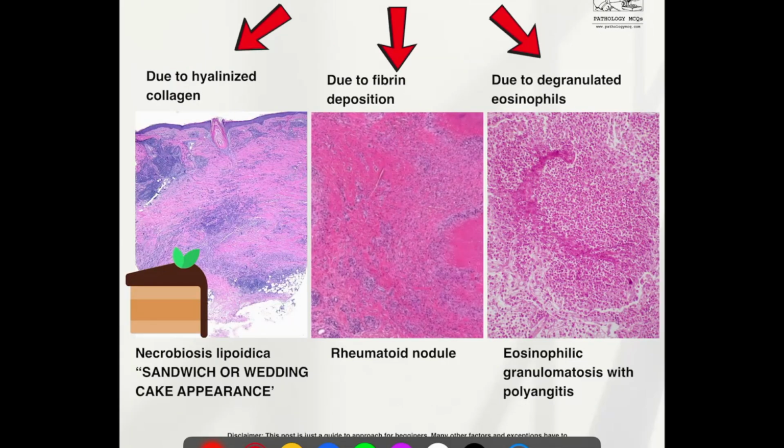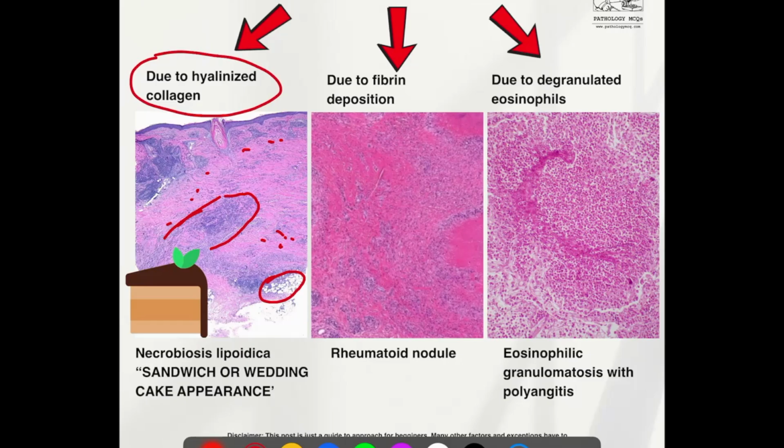What are the reasons you can see a red colored palisading necrobiotic granuloma? Due to hyalinized collagen. You can see degenerated and hyalinized collagen, which is surrounded by inflammatory infiltrate, mostly composed of macrophages and a few lymphocytes, and then again degenerative collagen admixed in adipose tissue. So you can see fat areas also in between. There is a layered appearance when you note here.